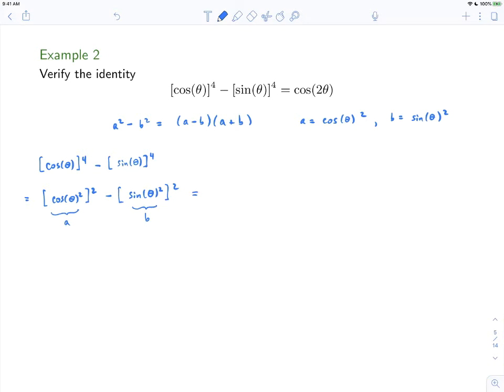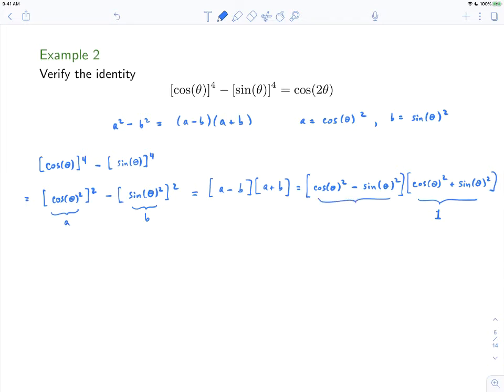So this is going to be equal to a minus b times a plus b. A is cosine of theta squared, so this is going to be cosine of theta squared minus b, which is sine of theta squared, times, and now it's a plus b, but that's going to be cosine theta squared plus sine of theta squared. Cosine theta squared plus sine theta squared, that's according to the Pythagorean identity, that's equal to 1. And cosine theta squared minus sine theta squared, according to our identity, is equal to cosine of 2 theta.